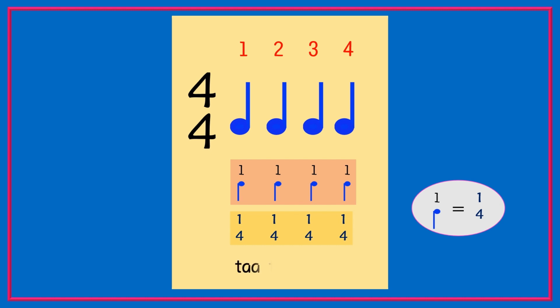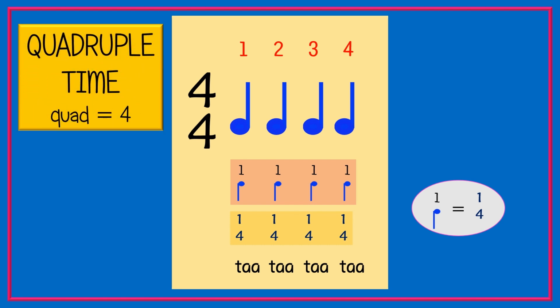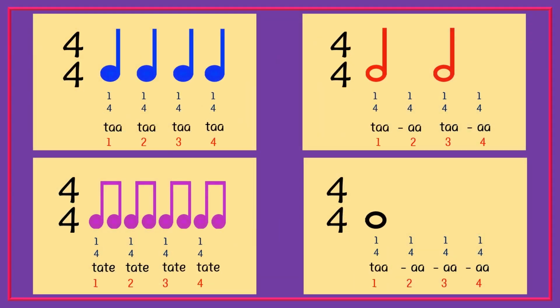When we count the beats in this example, we will clap ta, ta, ta, ta. This is called quadruple time, because there are 4 beats in a bar of music. Try clapping the note values in these examples. Notice that each bar of music has 4 quarter beats.